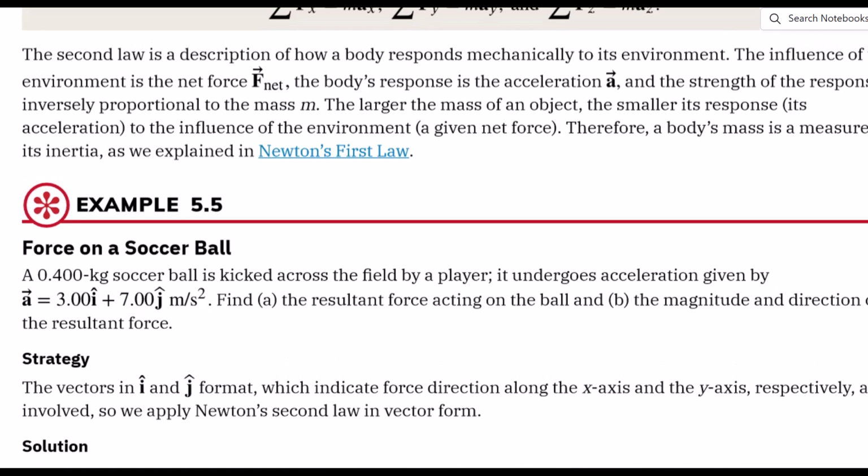A soccer ball is kicked across the field by a player. It undergoes an acceleration. Now, to be clear, this is an initial acceleration because once he kicks it, it's no longer accelerating, given by blah. Find the resultant force acting on the ball and the magnitude and direction of the resultant force. Oh, that's because that's the acceleration. I understand what's happening now.